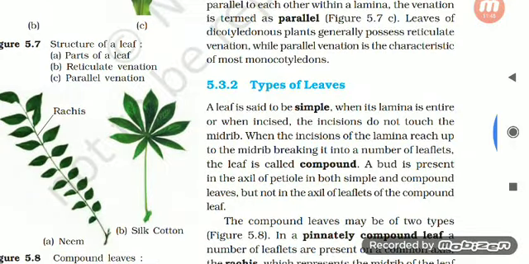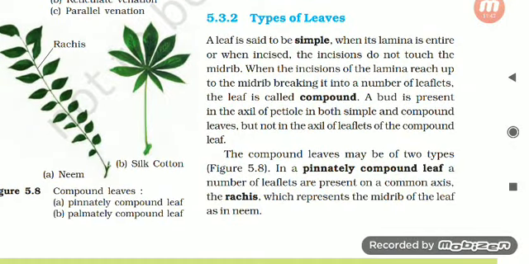5.3.2 Types of leaves. A leaf is said to be simple when its lamina is entire or when incised. The incisions do not touch the midrib. When the incision of the lamina reaches up to the midrib, breaking it into a number of leaflets, the leaf is called compound. A bud is present in the axil of petiole in both simple and compound leaves, but not in the axil of leaflets of the compound leaf.